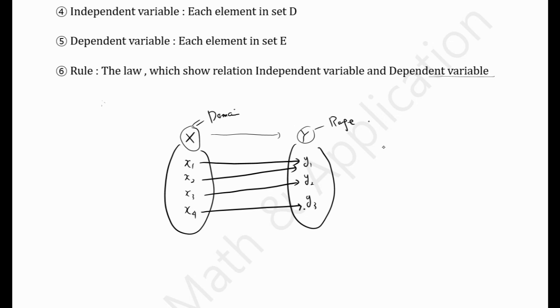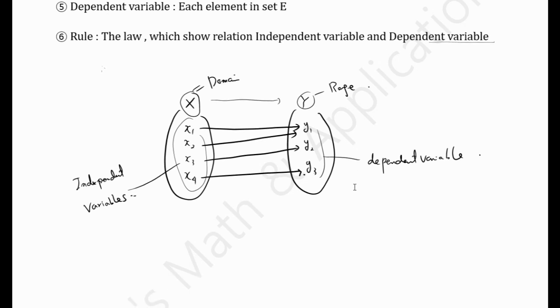The element in set X, the element in domain, is called independent variable. The element in set Y, the element in range, is called dependent variable. And the rule is two conditions. So when the mapping satisfies two conditions, it will be a function. So we start with terminology: domain, range, independent variables, and dependent variables.